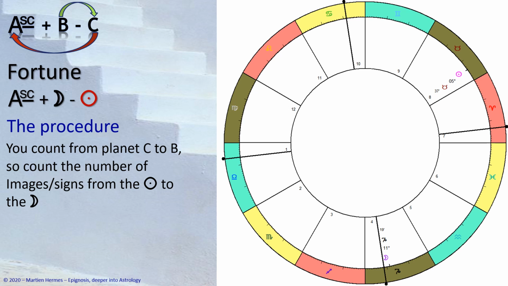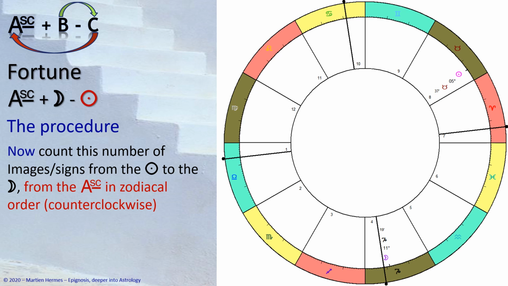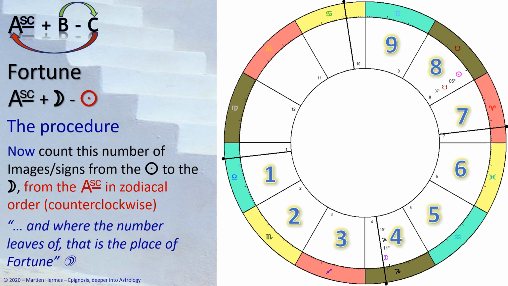So you start by counting the distance between the sun and the moon, and in this case that is 9 images, 9 signs, which is quite obvious. Now the next step in this procedure is that you count the numbers that you've just found, these 9 images, from the ascendant in the zodiacal order, and that is counterclockwise, like this. So there you have the second stage of this procedure. And then the texts say, and where the number leaves off, that is the place of fortune. So here it is. You see that in this chart, which I have calculated via the software Planet Dance, the lot of fortune is actually at 12 degrees, the 13th degree of Gemini, the twins. So that is correct. So that is how this is done.